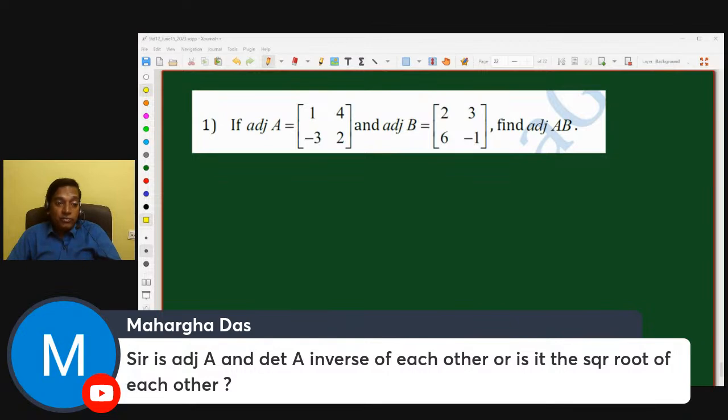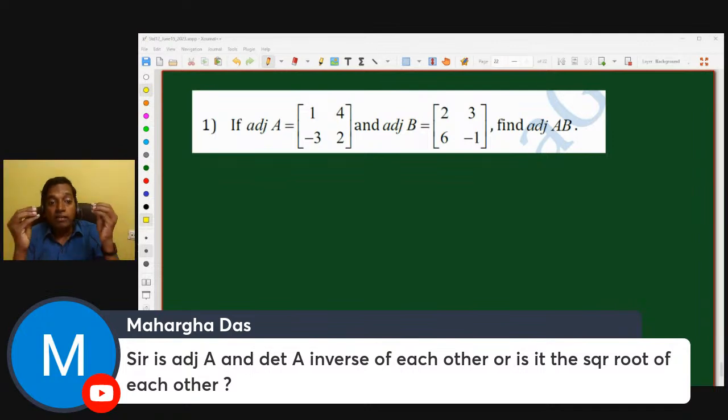Sorry, Mahargadas, you're confused too much. Adjoint A and determinant A cannot be inverse. See, determinant A is a number. Please remember, determinant A is a number. Inverse is a matrix, adjoint is a matrix. You just got too confused because we've written a lot of stuff. Adjoint is determinant times the inverse. Determinant is a constant. Determinant of A is a number. It's not a matrix, it's a number.